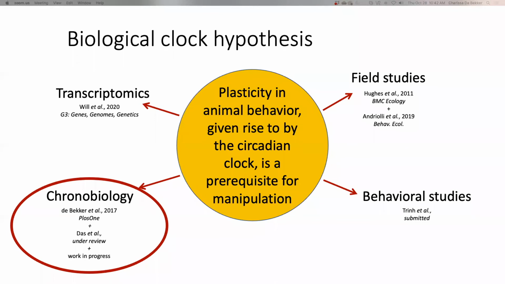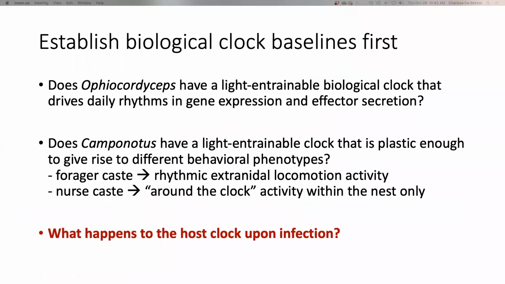So this is a hypothesis that we're working from in my lab at the moment. I showed you some of the field studies and some behavioral studies that we're doing, but what we really need to do, because this is all circumstantial evidence, of course, is do the actual chronobiology experiments. Now, since we're not working with model systems for clocks at all, so for fungi, for instance, Neurospora is a model system for studying biological clocks, and for insects, Drosophila is often used.